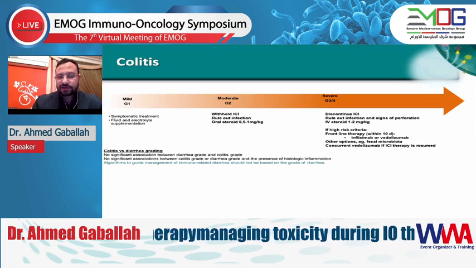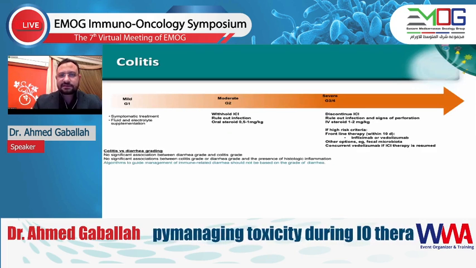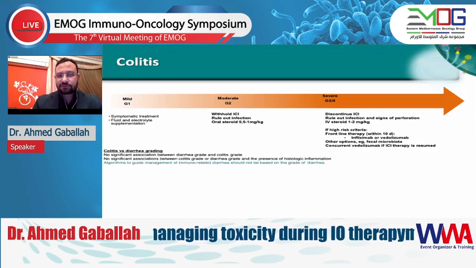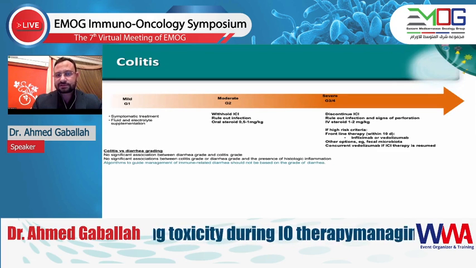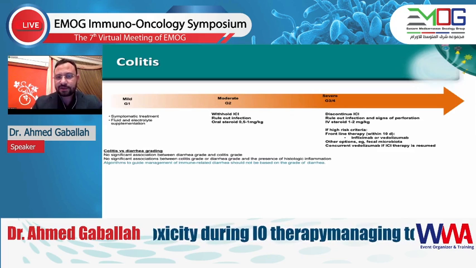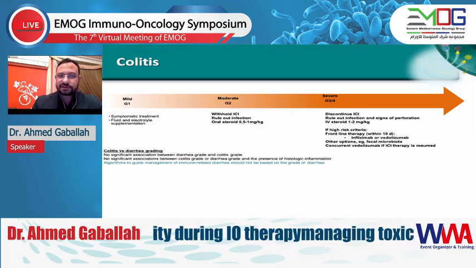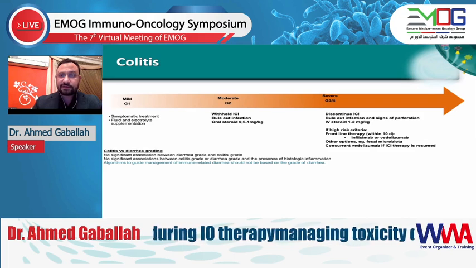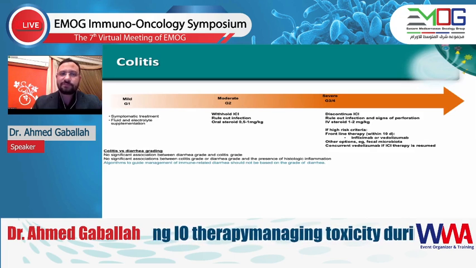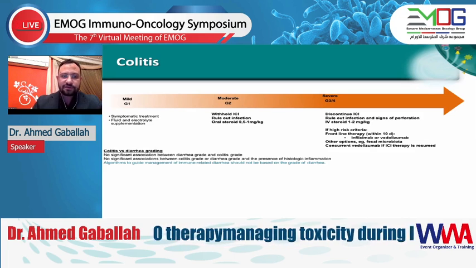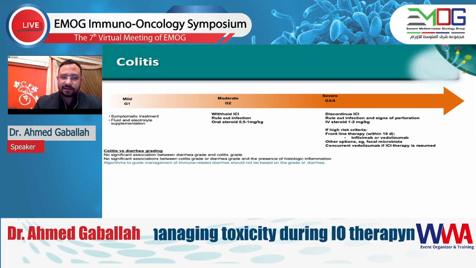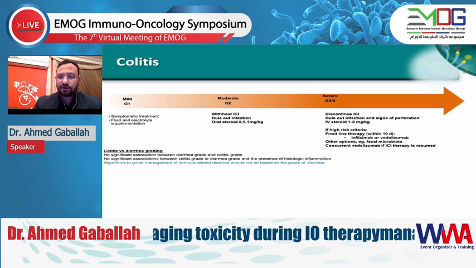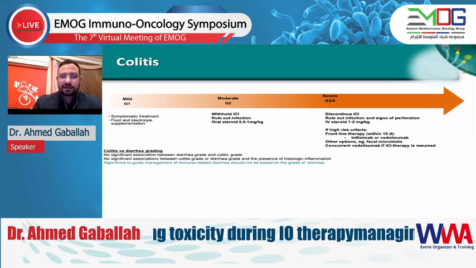What about the immune-related colitis? Immune-related colitis is the second most common side effect that can occur with the immunotherapy. Usually, we have mild to moderate symptoms, rarely to have grade 3 and 4 colitis. We should know that colitis is not usually accompanied by diarrhea. So colitis is completely different than diarrhea. So there is no significant association between diarrhea grade and the colitis grade. There is no association between colitis grade, diarrhea grade, and the presence of histologic inflammation.